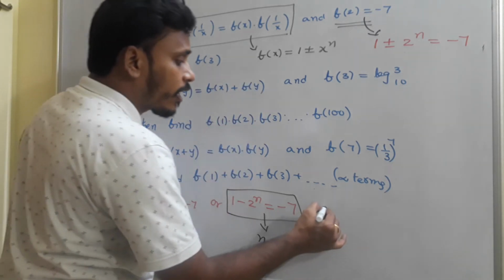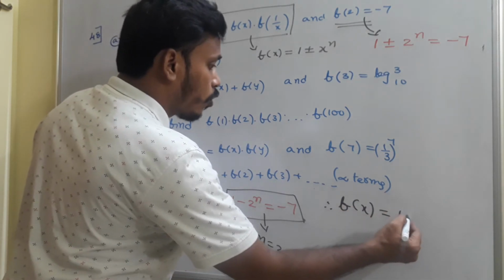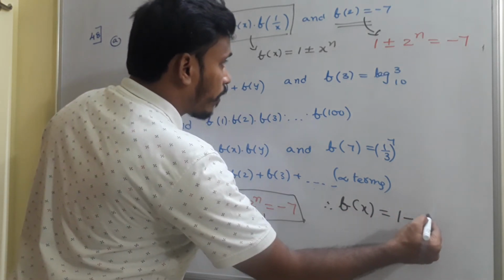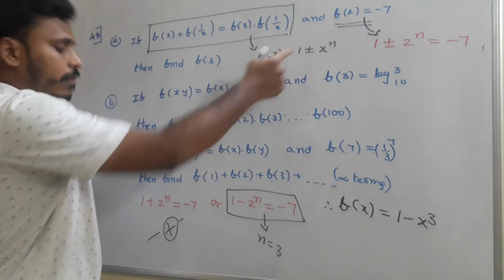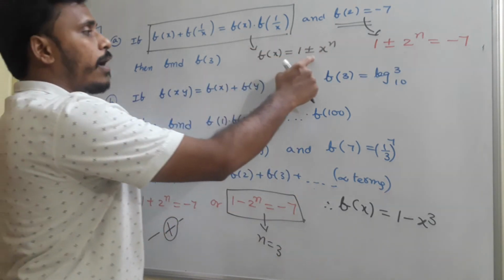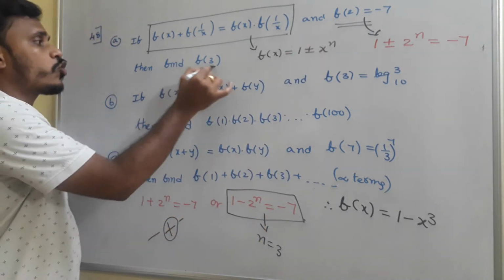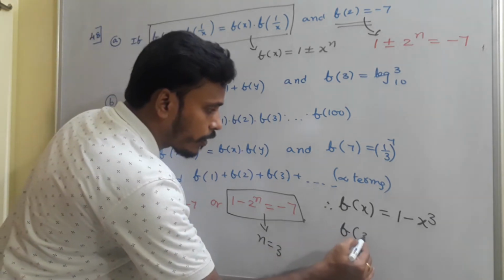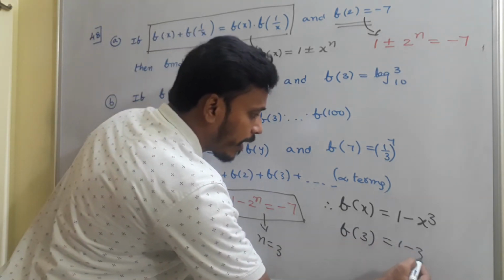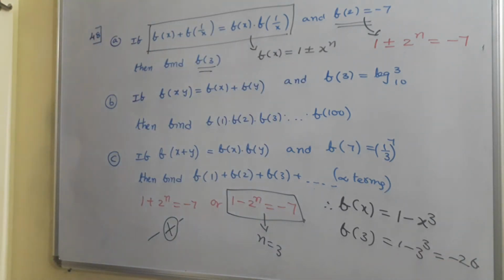So we will finally conclude that our function is f of x equals 1 minus x power 3, because n is fixed as 3 and we neglect the plus. So 1 minus x power 3 is the function f of x, and the question is to find f of 3. Now replace x with 3. F of 3 is equal to 1 minus 3 cube, and your answer is minus 26. 1 minus 27 is minus 26, right?